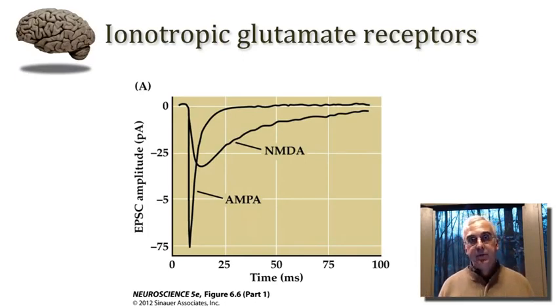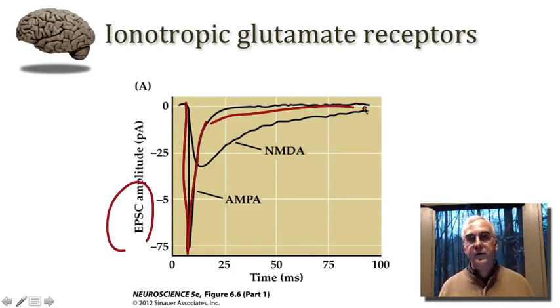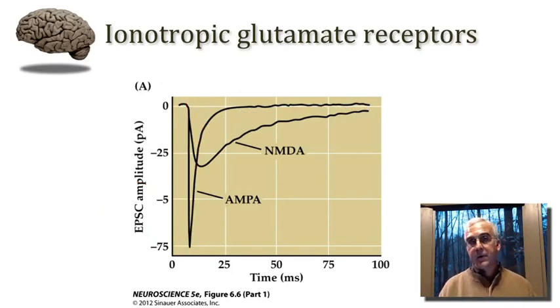When AMPA is placed on a typical neuron in the brain, what we see is a very quick current that flows into the cell, typically leading to an excitatory postsynaptic potential. So we call this an excitatory postsynaptic current. So very sharp, very large inward current that happens very rapidly when AMPA is applied to a neuron.